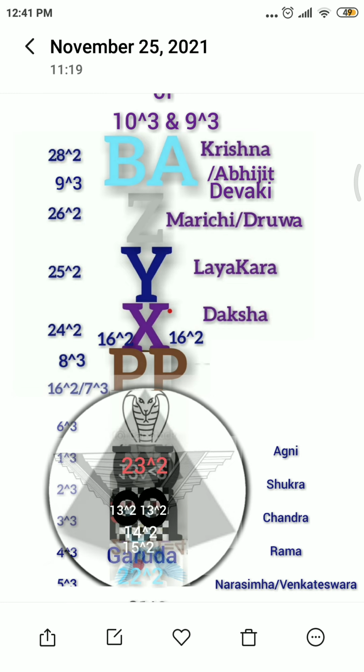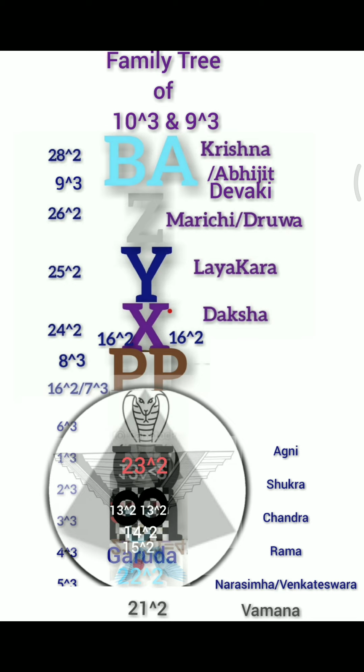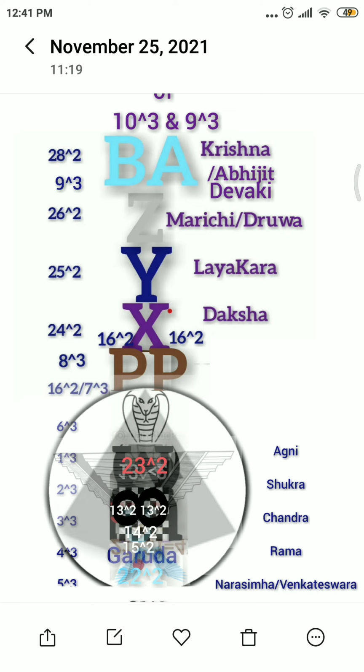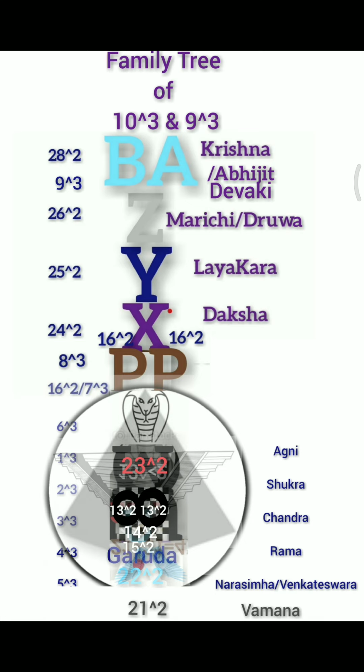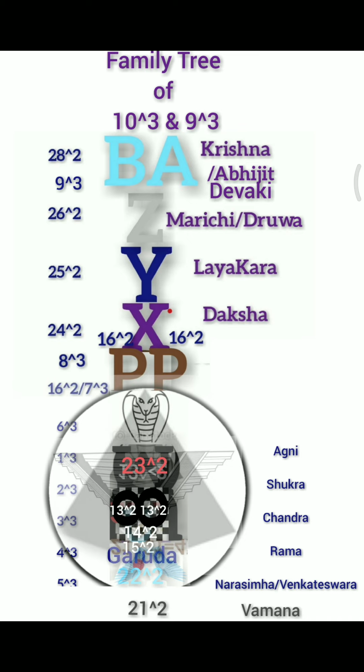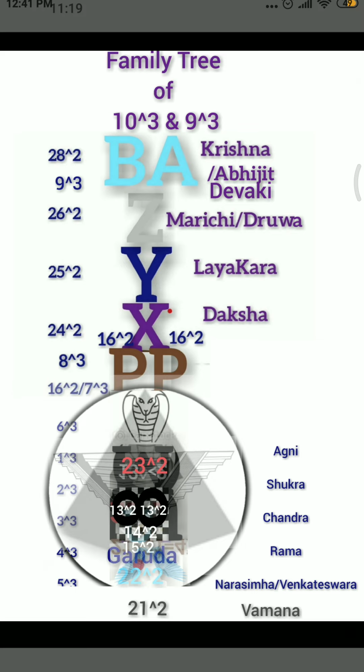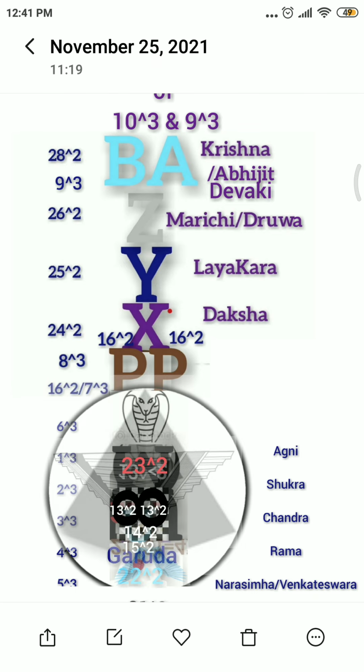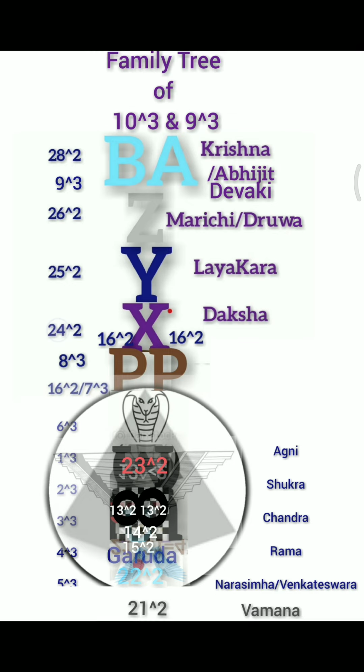So it starts with the Krishna figure. 9 cube is mother Devaki. Not Devaki, we can say basically Saraswati, because we call 10 cube the Parabrahma. So for 9 cube, the more relevant term would be Saraswati. So 10 cube is Brahma and Saraswati, and Krishna's mother is Saraswati again. Here 26 squared is Marichi, of course. Layakara is 25 squared, Daksha is 24 squared.